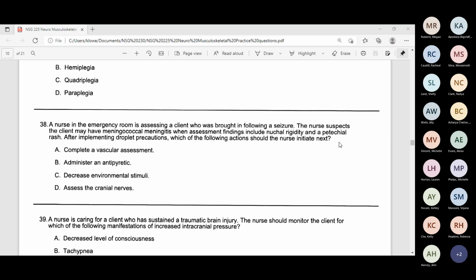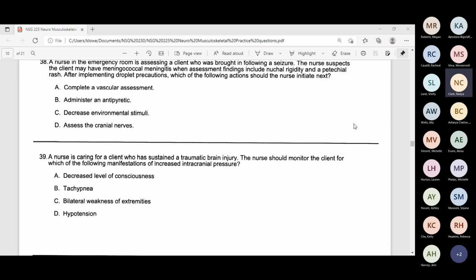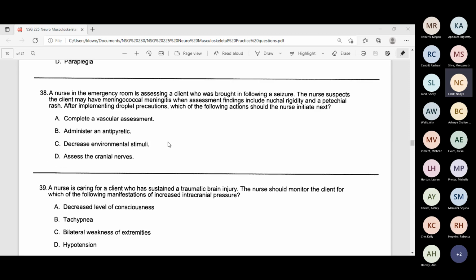So doing that assessment. Now, A being a vascular assessment, we're not looking at blood flow, at the vascular system. We're looking at the neurovascular or the neurological system. So assessing cranial nerves. Why wouldn't it be decreasing the stimuli? Because I know we've talked about with meningitis, they're very sensitive, so the stimuli needs to be decreased. I understand the cranial nerves, but why wouldn't it be that one as well?